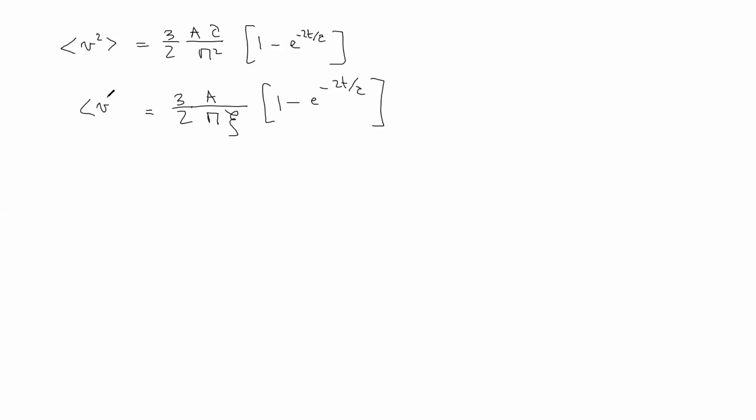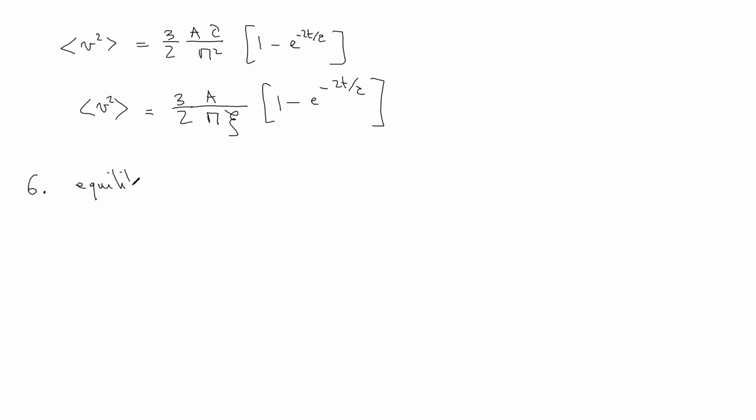And so we found the average of v squared at a given time. You either average over time or average over realizations, which is equivalent at equilibrium. And so now let's talk about equilibrium.